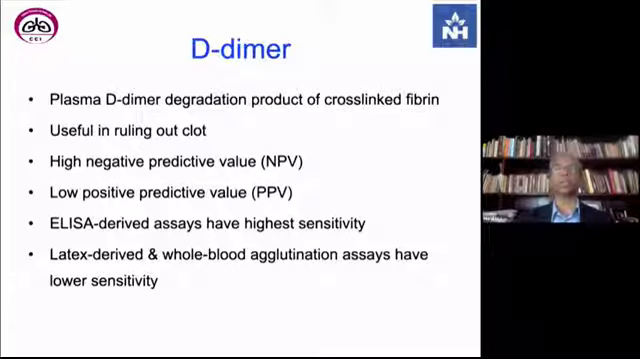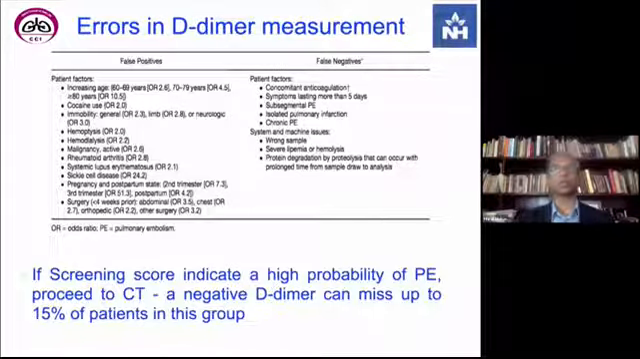We all know what D dimer is. I'm not going to waste much time on this. Just to tell you that it has a very high negative predictive value and a low positive predictive value because it can be influenced by many things. Secondly, ask yourself how the D dimer was done. An ELISA-derived assay, which you can ask your lab for how they're doing it, has the highest sensitivity, whereas if you do a latex or a whole blood agglutination assay, it has a lower sensitivity. And I'm not going to again go into this, but you have a lot of conditions which give you false positives and false negatives.